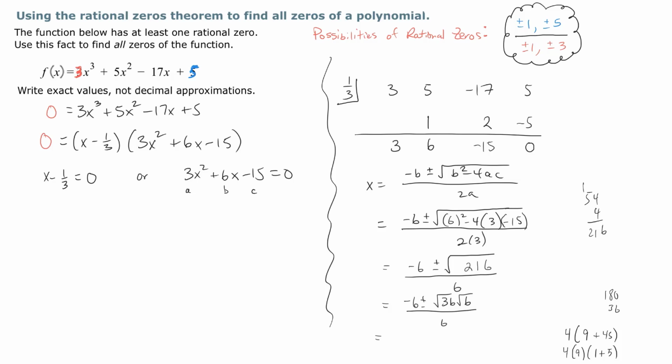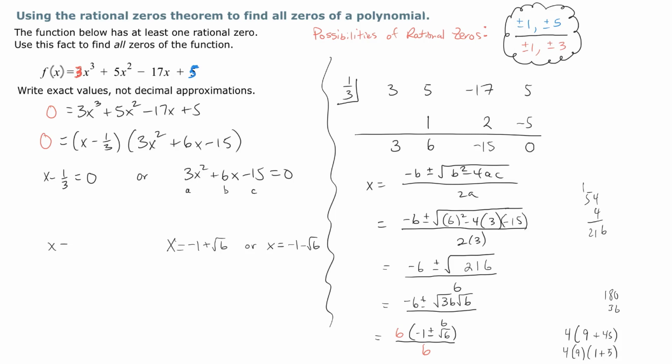Let's factor out a 6 from the numerator. And what do we have left? Negative 1 plus or minus the square root of 6, all over 6. So that reduces. There we go. We have it. X is equal to negative 1 plus root 6, or x is equal to negative 1 minus root 6.